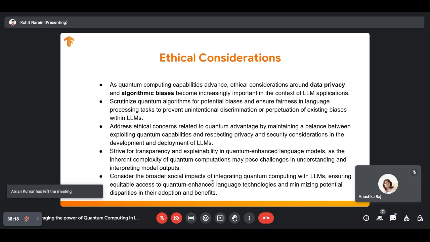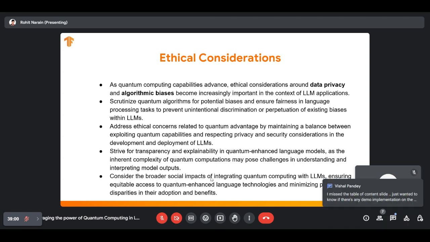And we also need to consider some ethical considerations. Okay, so quantum algorithms sometimes provide some inaccuracies as well. There will be some data privacy concerns and algorithmic biases may be possible. So we need to take all those things into consideration while working on this. Okay, and then we need to maintain a proper balance between quantum capability, and we need to respect privacy and security considerations in development and deployment, which is a very important part. We also need to follow the same things in AI development for any model.